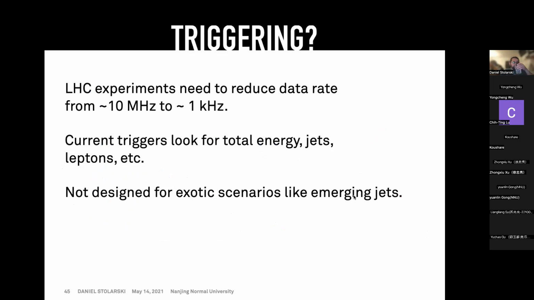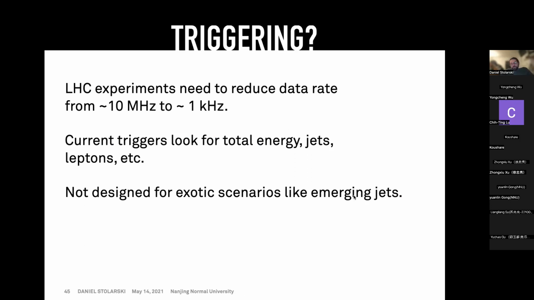All right, so another topic, and that's triggering. So very often when I would give this talk in front of experimentalists, they would ask, how the heck are you going to trigger on emerging jets, right? And so taking a step back, for those who don't know what a trigger is, the LHC collisions are extremely high rate, and so the experiments can't write down all the results. They can't use all the hard drives in the world every second. And so they have to have some fast way to reduce the data rate from order 10 megahertz to order 1 kilohertz. So it's an enormous reduction in rate.